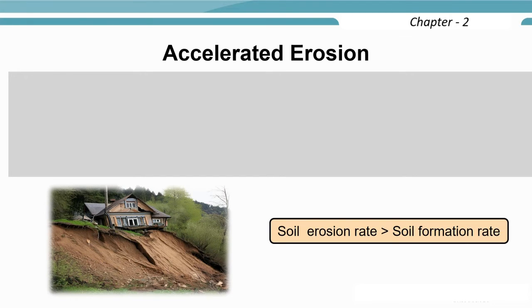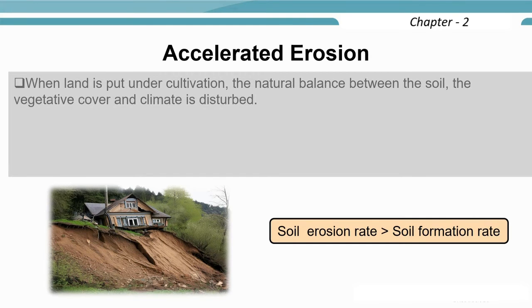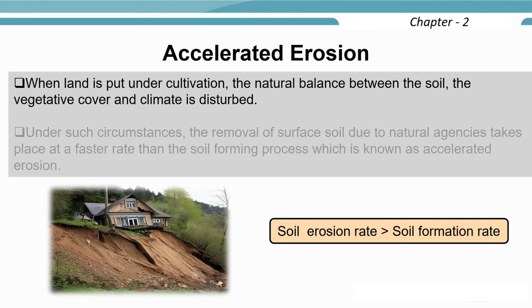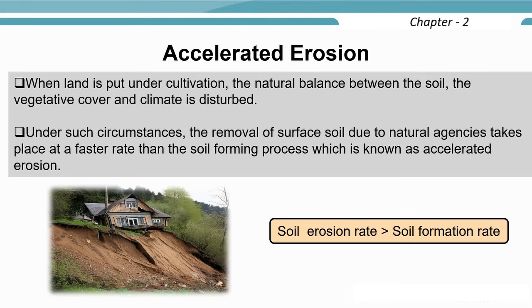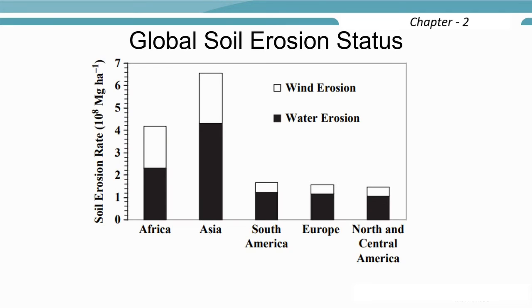So when land is put under cultivation, that natural balance which existed before is lost. The natural balance between the soil, vegetative cover and climate is disturbed. Under such circumstances, removal of surface soil due to natural agencies takes place at a faster rate than the soil forming process. This is known as accelerated erosion. It is much faster than the formation rate.